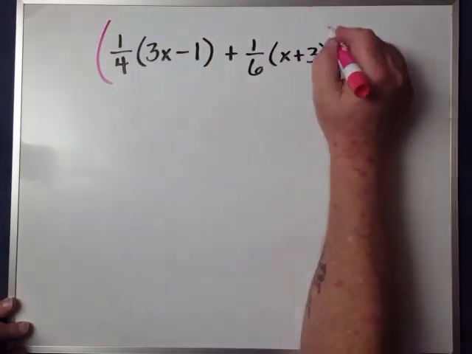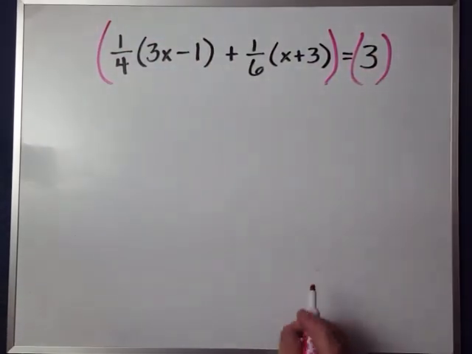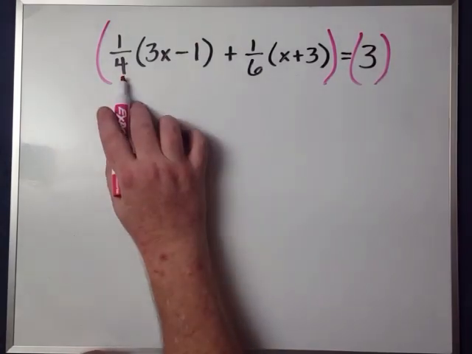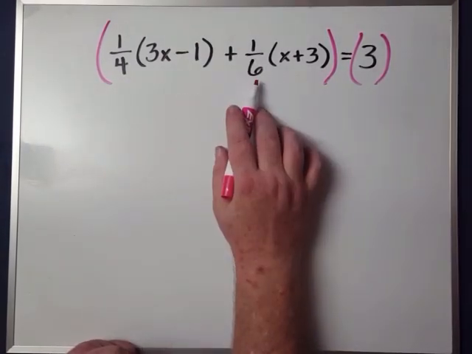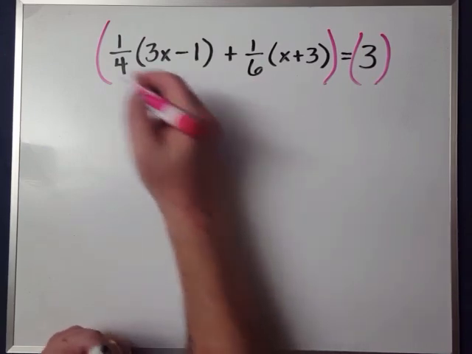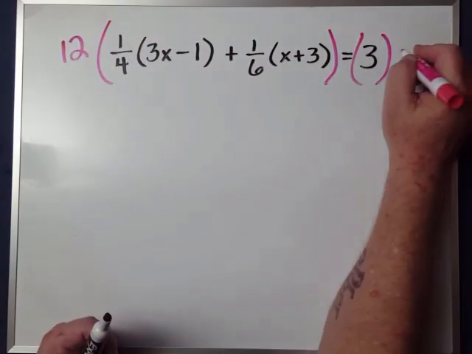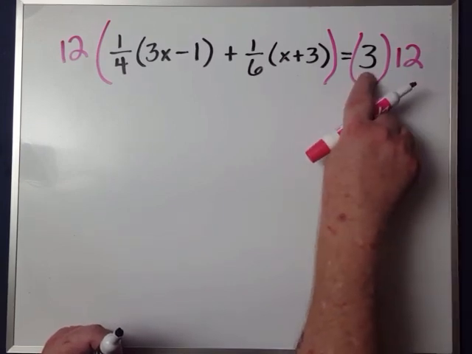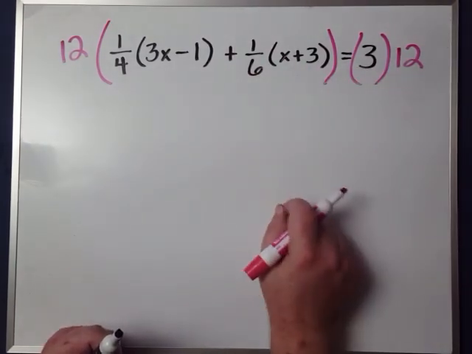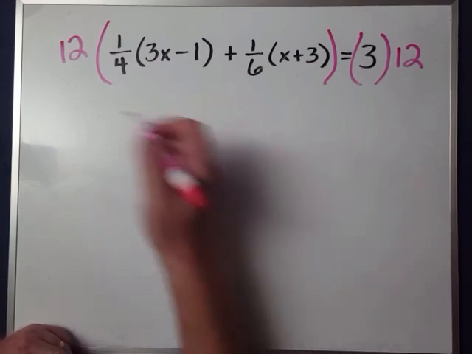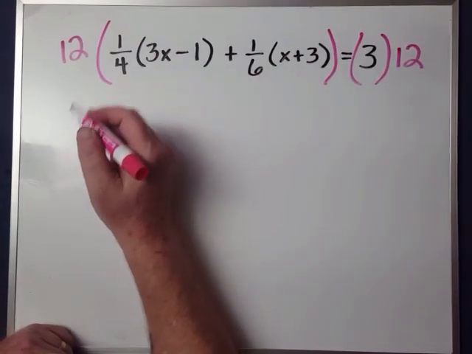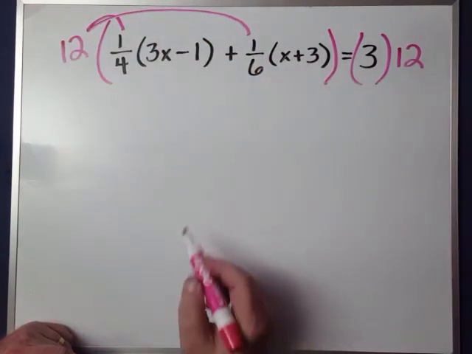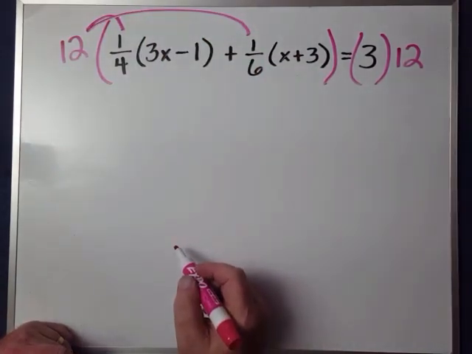Multiply both sides by the least common denominator of the fractions involved. We have fourths, we have sixths. Least common is 12. We've got to hit the right-hand side with the 12, whether these are fractions or not. We've got to keep things balanced, right? And on the left-hand side, we will distribute this 12 to each of the what? Each of the 2 terms that we see.